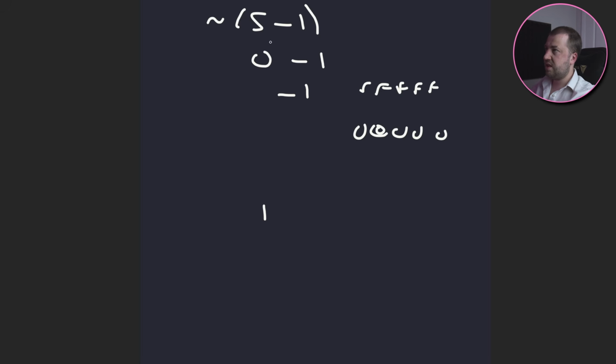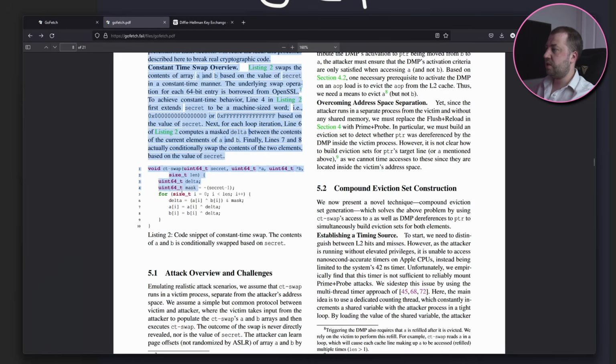So by doing this with an input of 0, you will end up still with 0. However, if you give it an input of 1, 1 minus 1 is 0, which is 0, 0, 0, 0. And then if you negate that, you'll end up with F, F, F, F. So this will give you the desired result in constant time, regardless of the input.